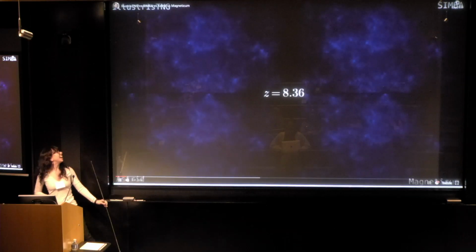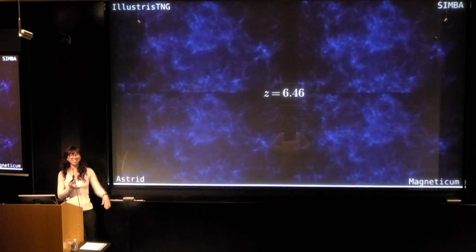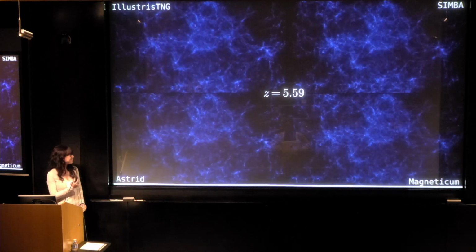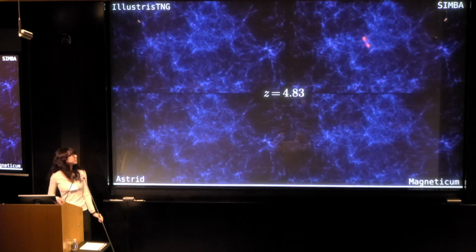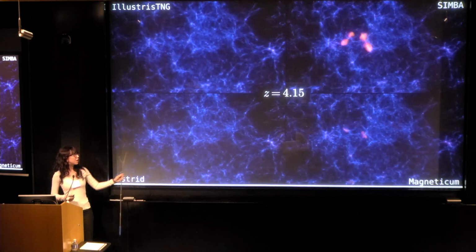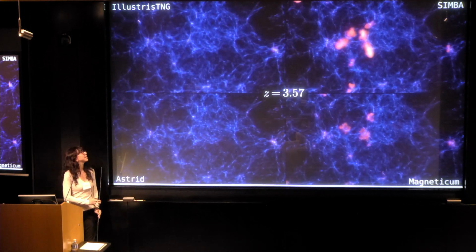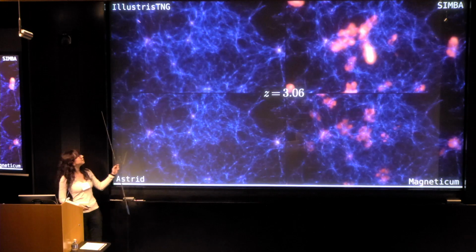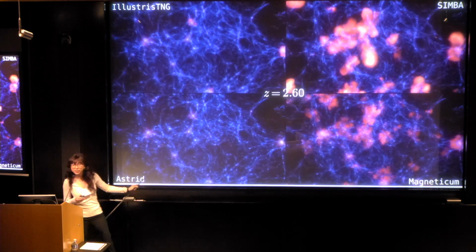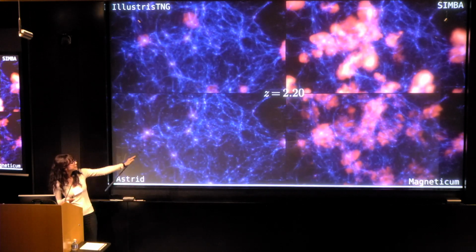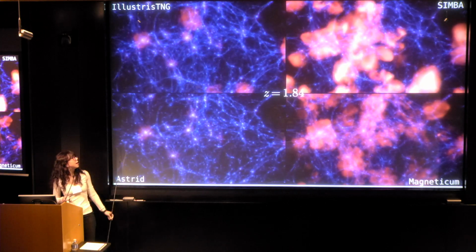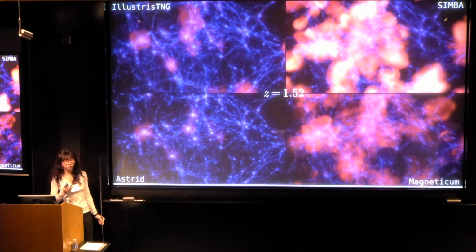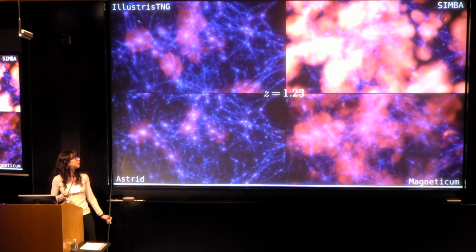Oh, it's working. Sorry, I was warned before that maybe this video was not working, but it is working. So in this video, which was made by Paco, we can see four different hydrodynamical simulations: IllustrisTNG, Simba, Magneticum, and Astrid. In blue, you can see the evolution of gas density, and in red, the evolution of gas temperature.